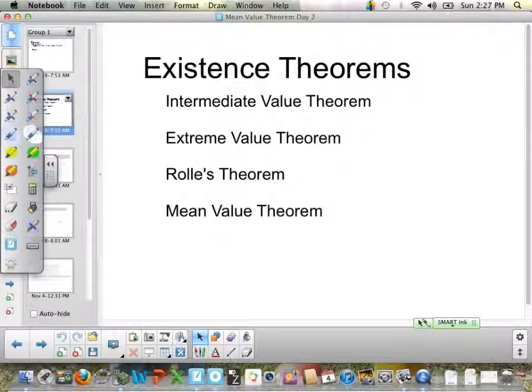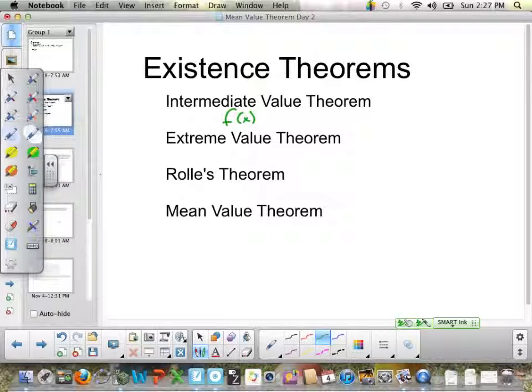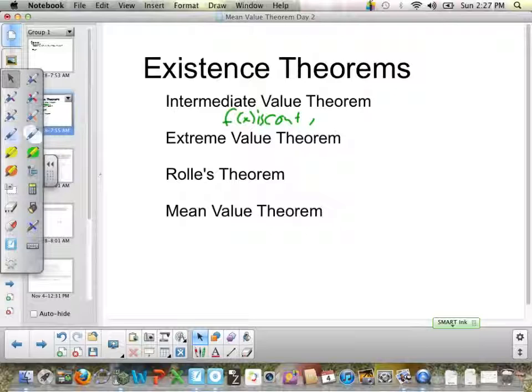In order to use the intermediate value theorem, our function must be continuous on a closed interval and between two values. And it proves that there's something, a y value between two x values. The extreme value theorem, in order to use it, is continuous on a closed interval. And that says that there is a max and a min on that closed interval.